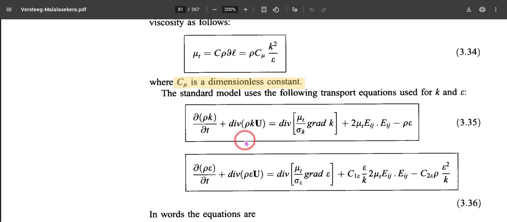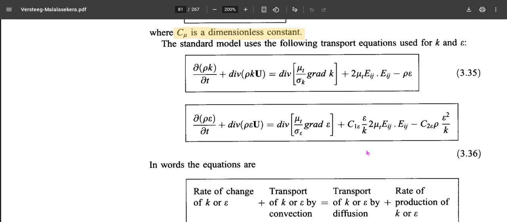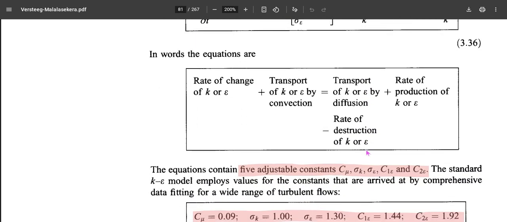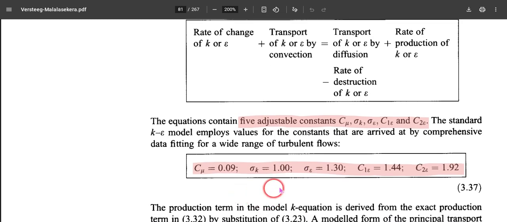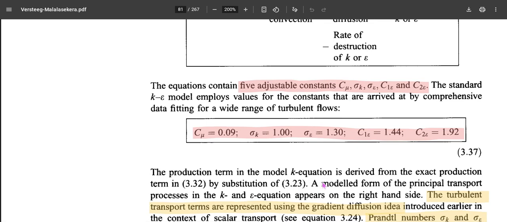These two equations are similar to convection-diffusion equations with source and sink terms. Together, these two equations have five empirical constants, and those empirical constants come from extensive experimental analysis. People identified that these are nominal values that could be used for a wide range of flows.